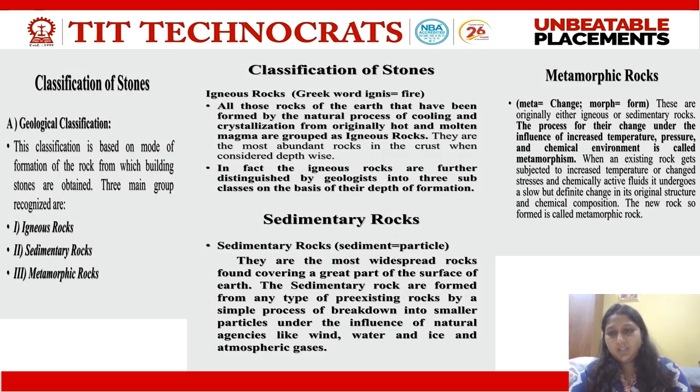What it means is, initially the rock is either sedimentary or igneous, but due to environmental changes, chemical changes in the environment, or temperature changes, the rock which was originally igneous or sedimentary has changed over decades into a new rock. We get a new rock with new properties and new form, and that newly formed rock is called metamorphic rock. So these are the three types based on geological classification: igneous rock, sedimentary rock, and metamorphic rock.